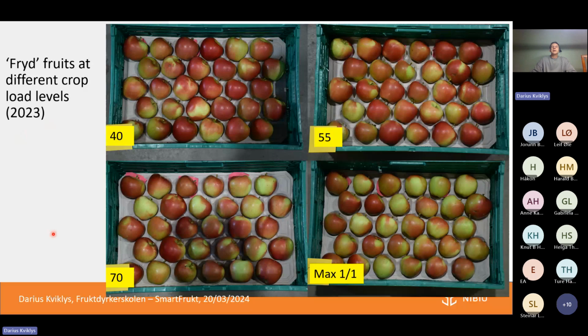In 23, pictures of fruits at different crop levels. You can see numbers, how many fruits were maintained on the tree. And yeah, there was not so big differences, as I told, between low crop level and optimal crop load level, but leaving more fruits or thinning to one fruit per cluster, we got smaller fruit and bigger variation, and even worse coloring of fruits.